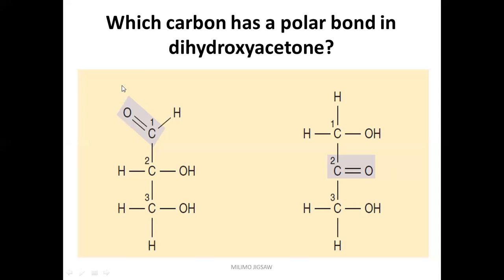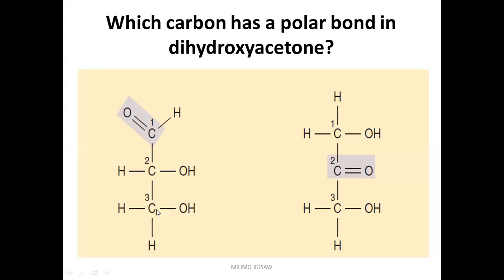So this one is glyceraldehyde, because it has an aldehyde functional group, and the aldehyde carbonyl functional group is at position number 1. So the one on the left is glyceraldehyde. The one on the right is dihydroxyacetone. Dihydroxyacetone has a ketone functional group at position number 2.